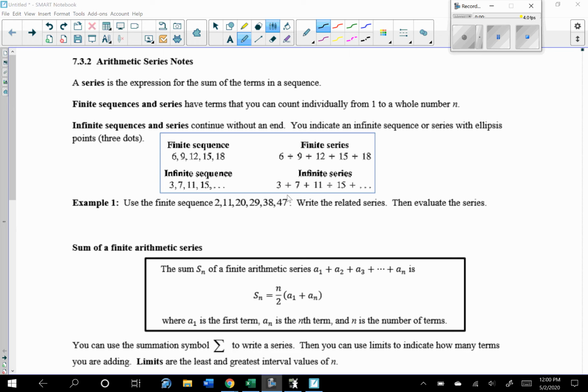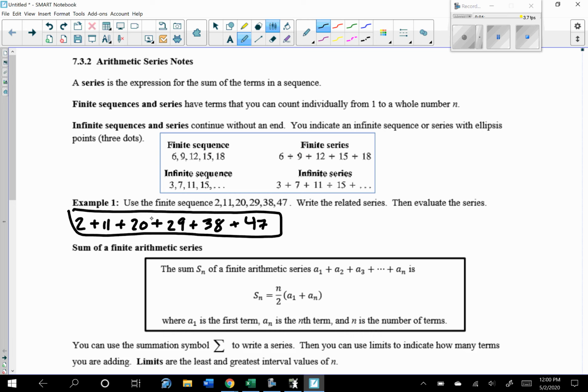For the first example, it says use the finite sequence that's given here, and we want to write the related series, then evaluate that related series. So the related series of this would be just adding those values together. So 2 plus 11 plus 20 plus 29 plus 38 plus 47. So this would be the series that is related to that sequence. And if we wanted to evaluate it, we would add those all together. So that would be 147.